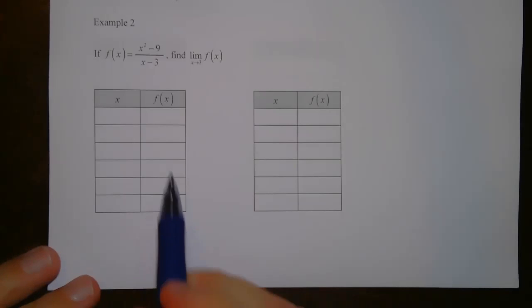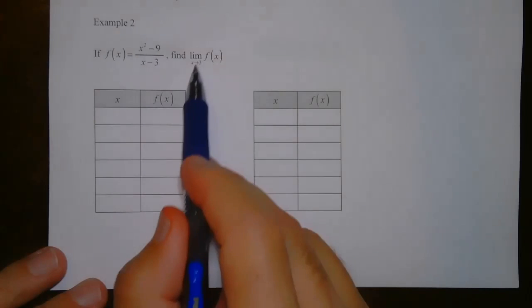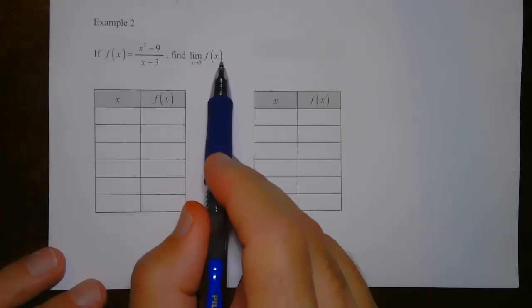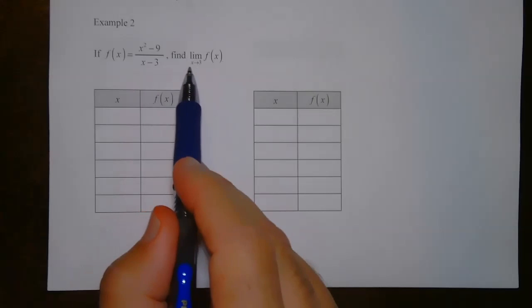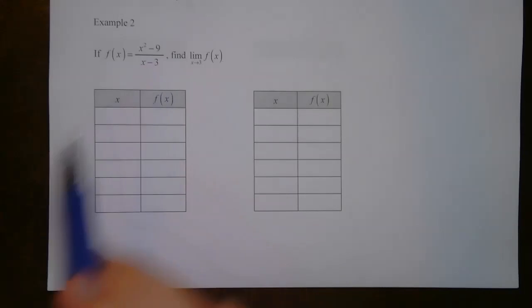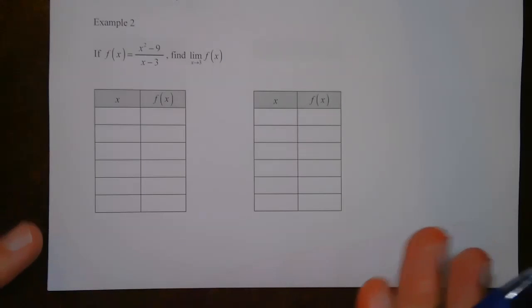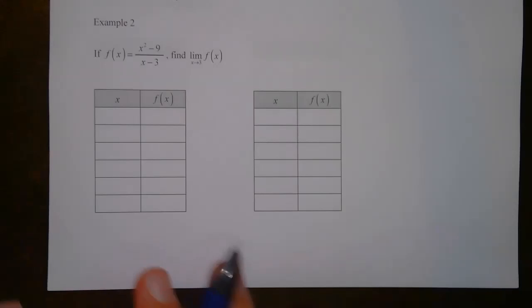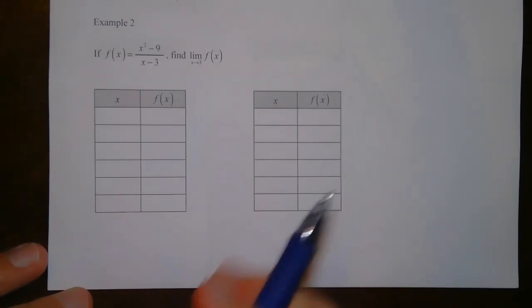Okay, so for this problem, our function is x squared minus 9 over x minus 3. And we want to find the limit as x approaches 3 of f of x. Now, in this case, if I try to do the direct substitution, that's what it's called, by putting 3 in here, I'm going to get an undefined value, right? But we can still find the limit. So f of 3 does not exist, okay? But I can still find this limit, and I can do that through tables, okay?